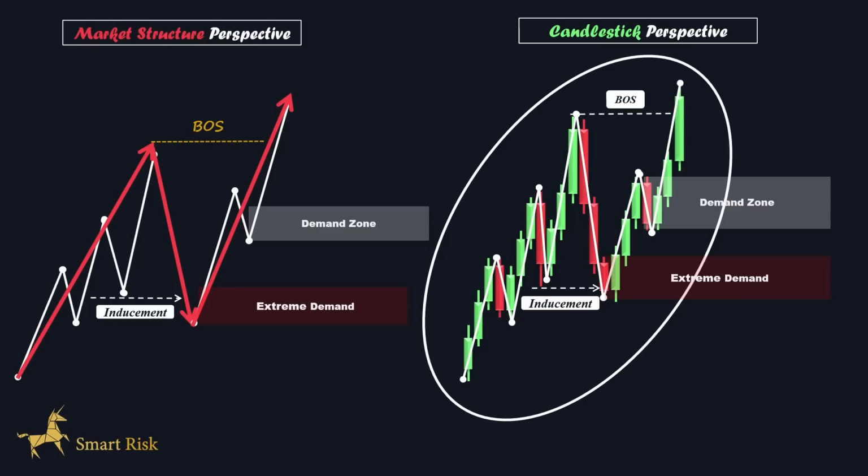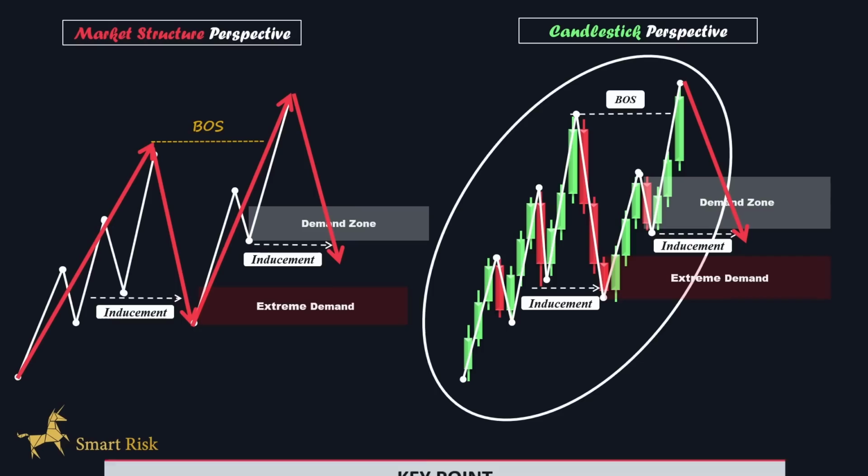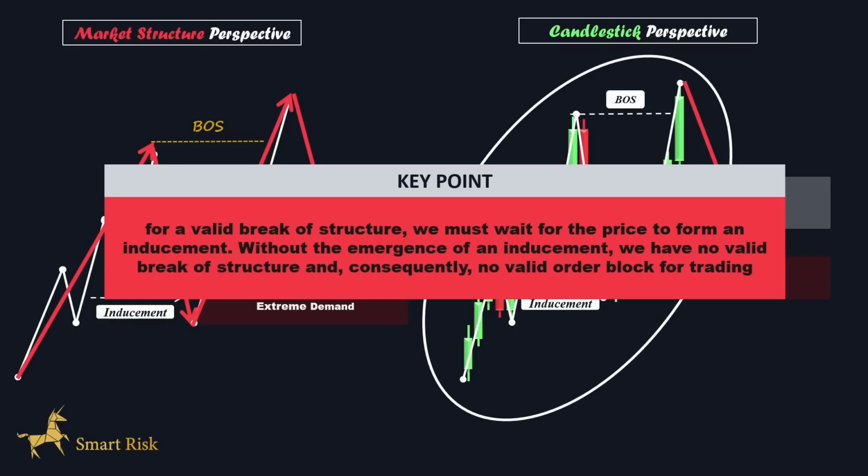However, there are some crucial points to consider. As we discussed earlier, the upper order block serves as an inducement zone because it's the most recent pullback created before the break of structure, and we always anticipate the price to break below it. Therefore, we should not regard that zone as a potential trading opportunity. Another critical point is that, for a valid break of structure, we must wait for the price to form an inducement. Without the emergence of an inducement, we have no valid break of structure and, consequently, no valid order block for trading.